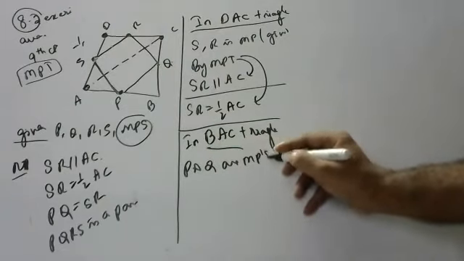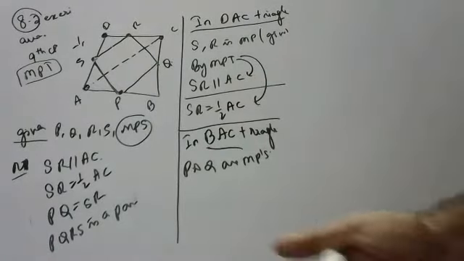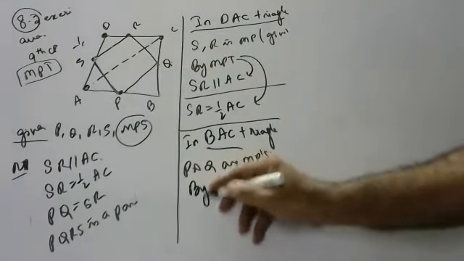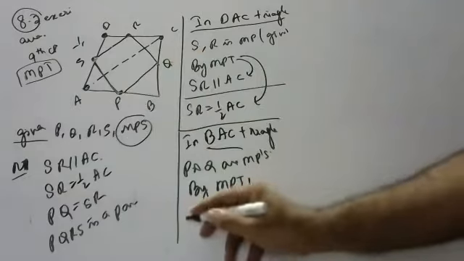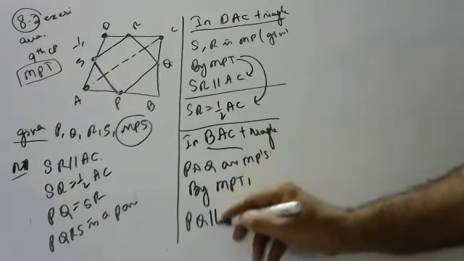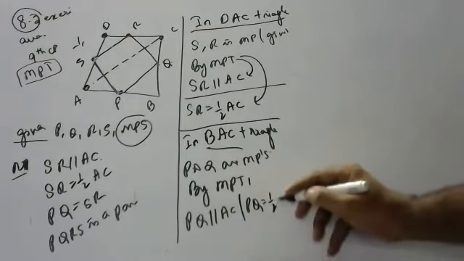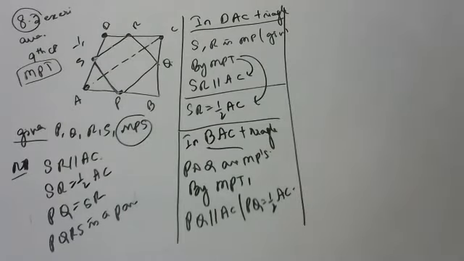So only you will say all this. No one will say, I don't know. Okay, tell. P and Q are midpoints, so by the midpoint theorem, PQ is parallel to AC and PQ is half of AC, sir. PQ is half of AC. Very good, very good, fantastic.